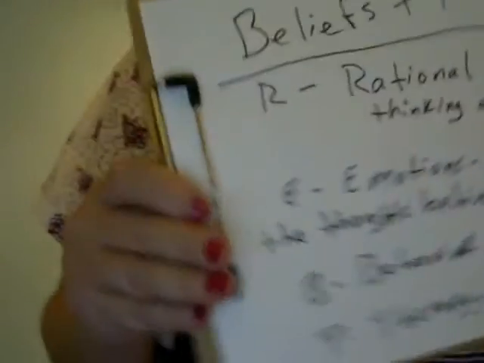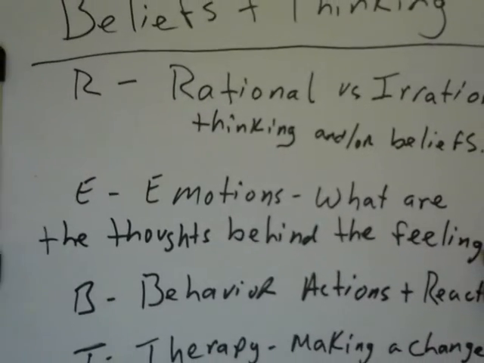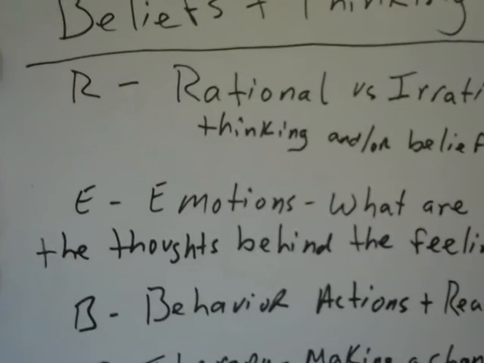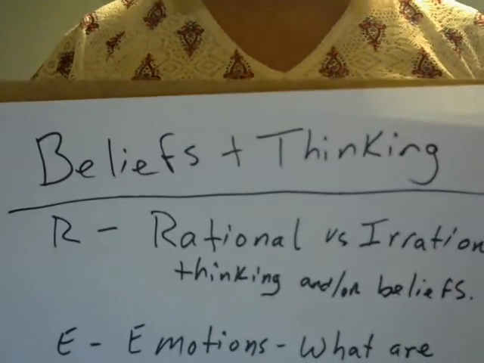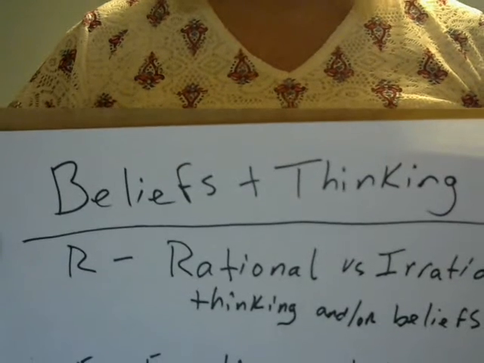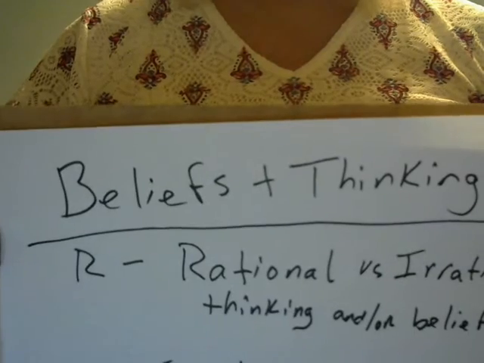But for now, we're talking about REBT and what it's all about. So we're going to be looking at 4 things, okay? We're going to be looking at the R, E, B, and T. The R stands for, let me get it straight, rational versus irrational thinking and or beliefs.